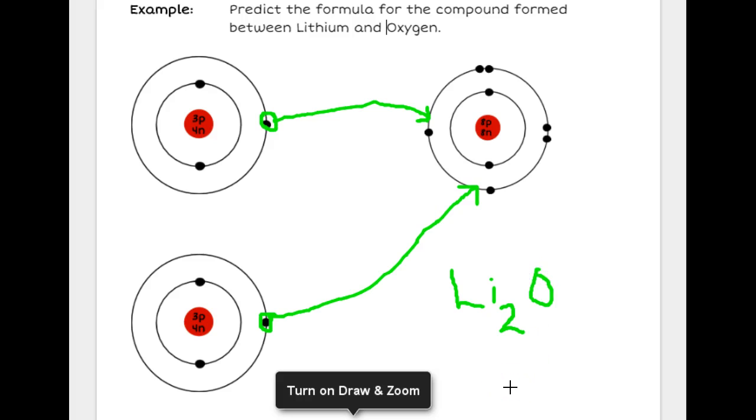All right. So what I'd like you to do is take a minute just on the side, and we'll take this up as a class. I'd like you to tell me what the formula will be for the ionic compound if aluminum were to react with, I'm going to say, sulfur.